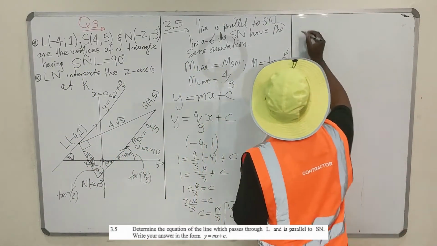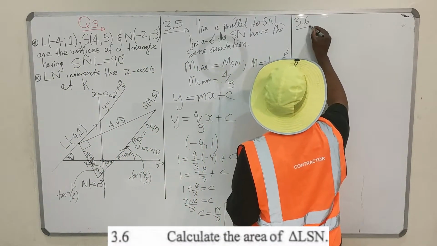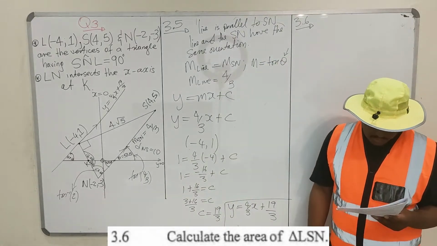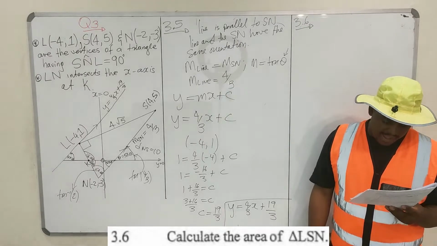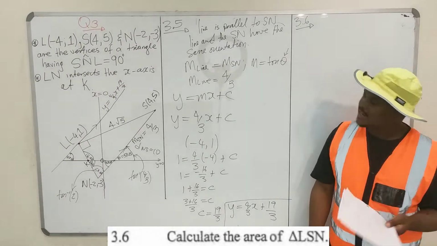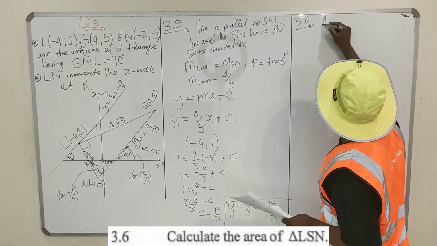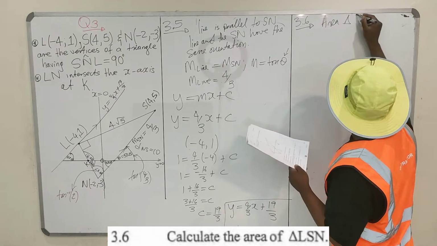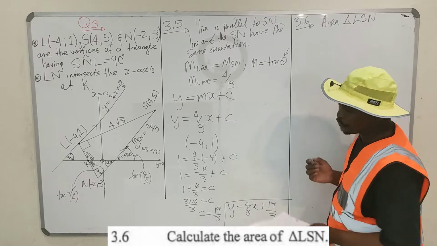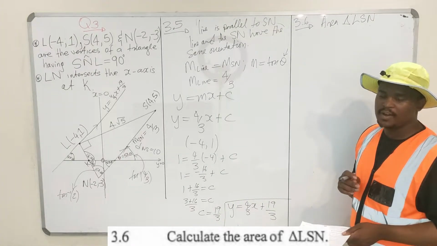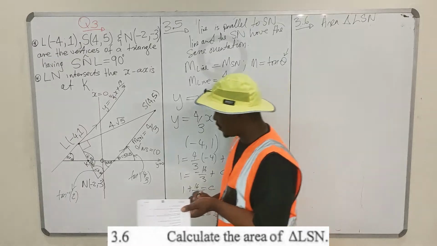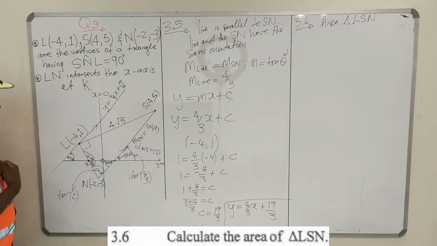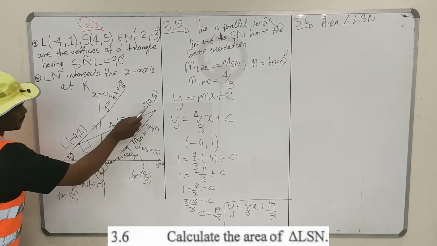3.6. What are they saying at 3.6? Calculate the area of LSN. So they want you to find the area of triangle LSN. That's what they want you to find. Which triangle is this? Is this the triangle that they've given us? This, and that, and this one here.